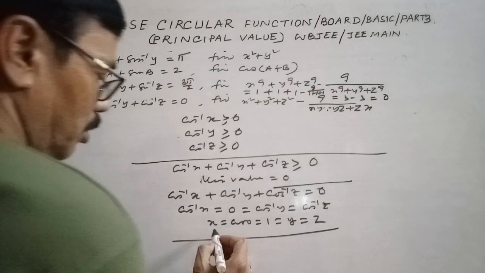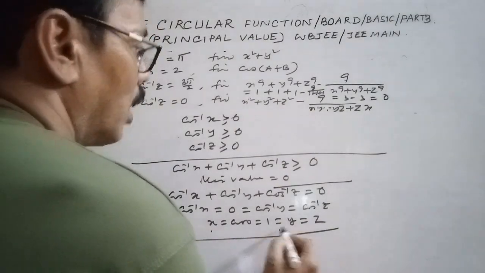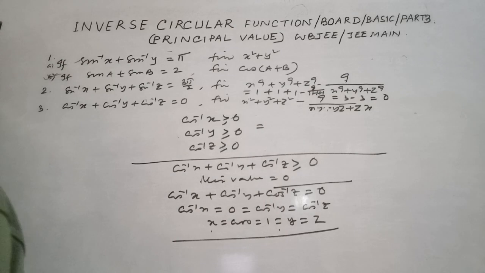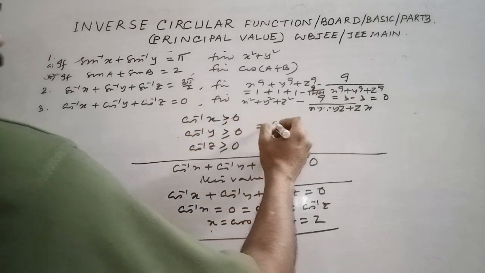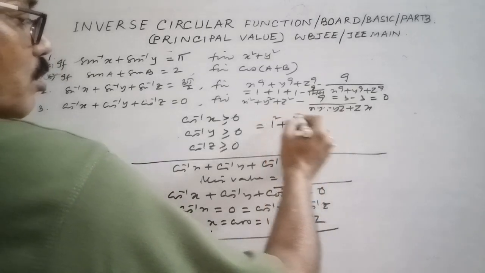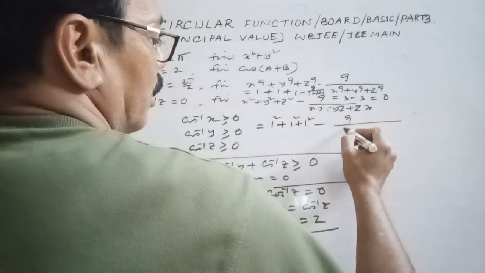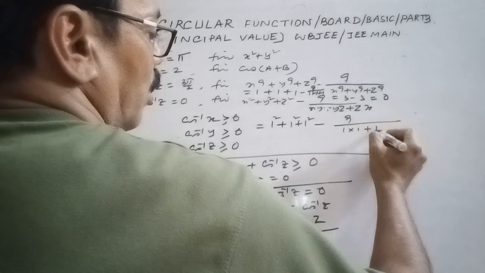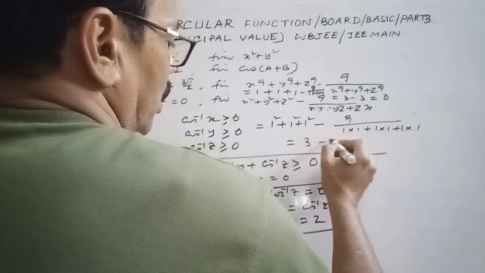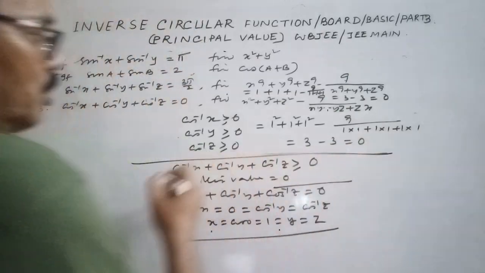So what is the value? x is 1, y is 1, z is 1. So put the values. This is 1 plus 1 plus 1, 1 square, 1 square, 1 square, 9 by 1 into 1, 1 into 1, 1 into 1. So 3 minus 3 equals 0.